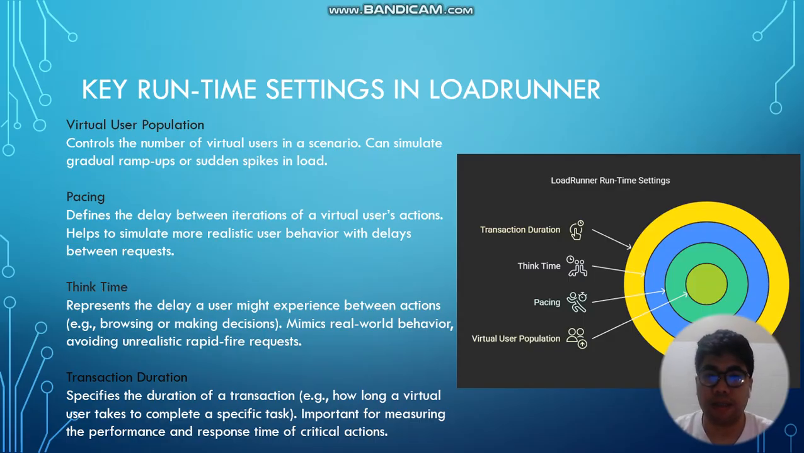Key runtime settings in Load Runner. Here are the key runtime settings in Load Runner. First, we have virtual user population, which controls the number of virtual users in a scenario and can simulate gradual ramp ups or sudden spikes in load. Next, pacing, which defines the delay between iterations of a virtual user's actions.